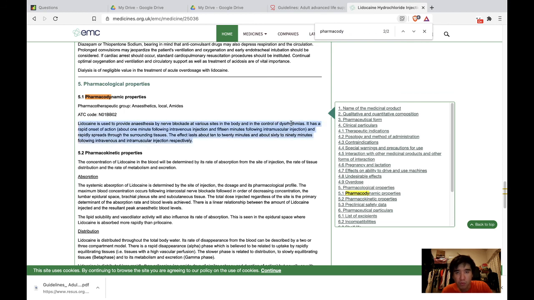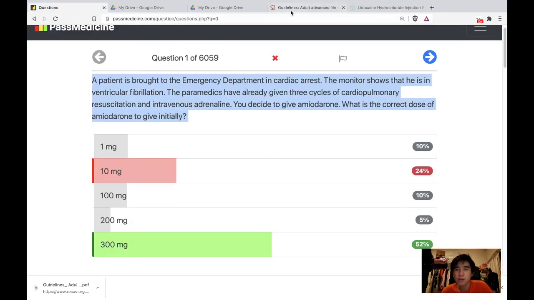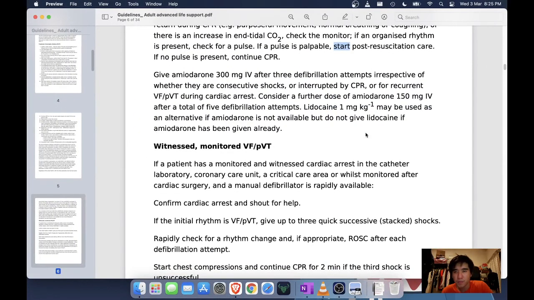So it controls dysrhythmias, and nerve blockade at various sites in the body. So it's both used as an anesthetic and to control dysrhythmias, which is used in case you don't have amiodarone with you.